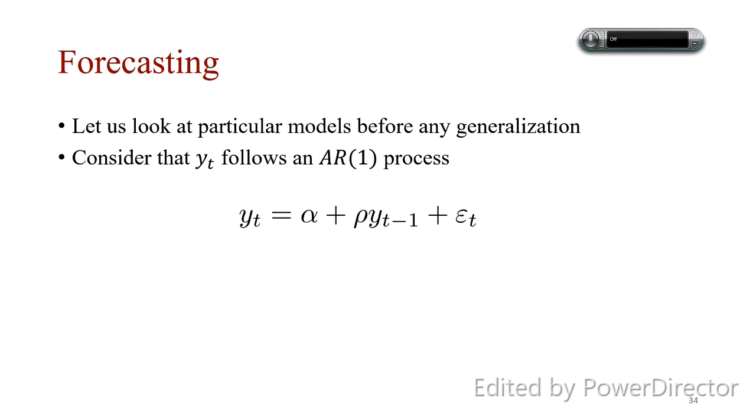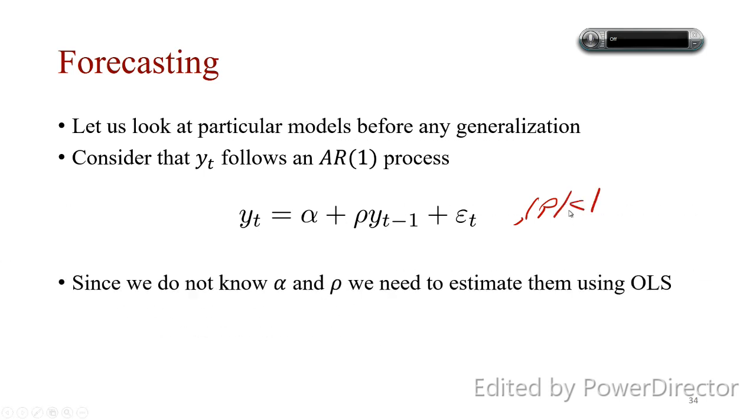So let's look at yt, where we assume that yt follows an autoregressive process of order 1. So this is an autoregressive of order 1. As you can see here, this is a constant term, and this is rho. Rho is the same as lambda that we used to have earlier. So the stability condition would be that the absolute value of rho is smaller than 1.